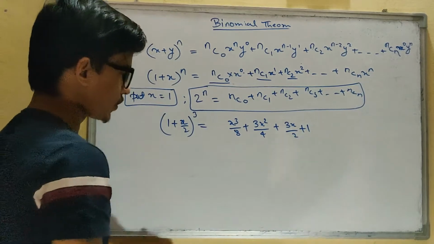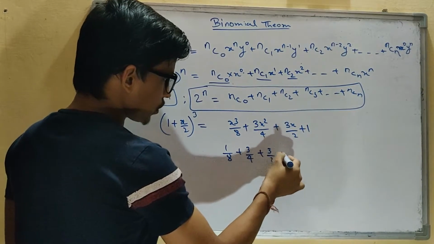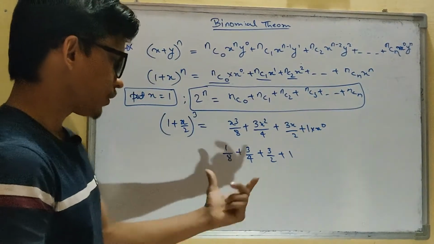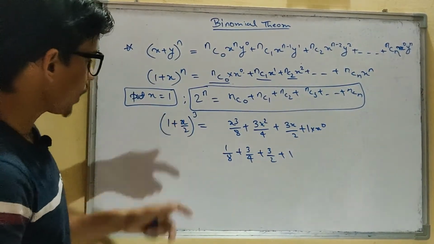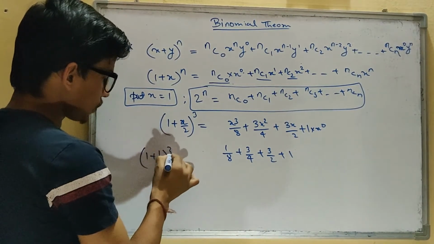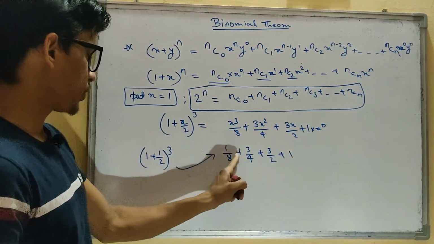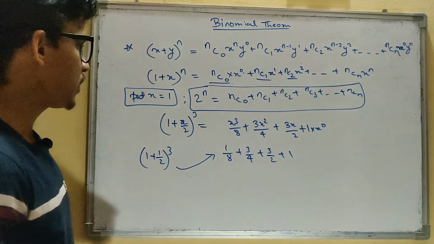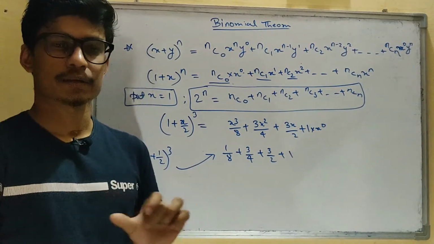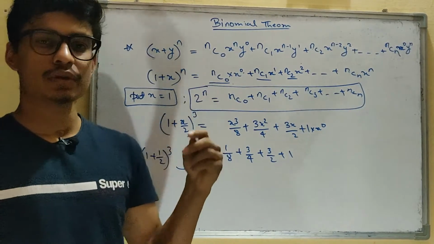Now the coefficients are 1 upon 8, 3 upon 4, 3 upon 2 and 1. We take 1 as the coefficient of x to the power 0. The sum of these is equivalent to putting x equals 1. If you put x equals 1, it is going to be (1 plus 1 upon 2) to the power 3, and you get the same expansion. So no worries. If they ask you to find the sum of all the coefficients in the expansion of some binomial term, then you just have to substitute the variable equal to 1.